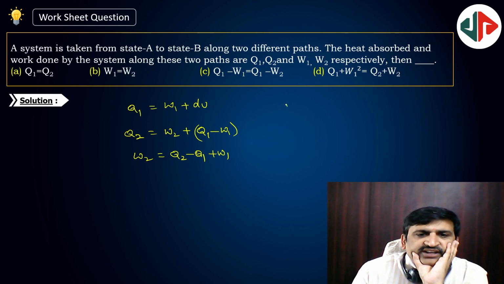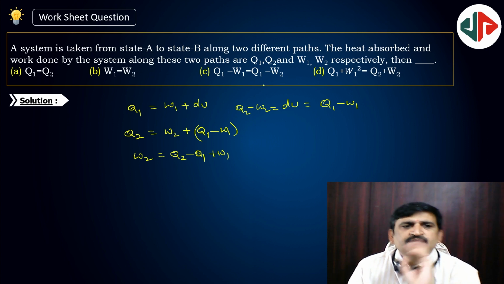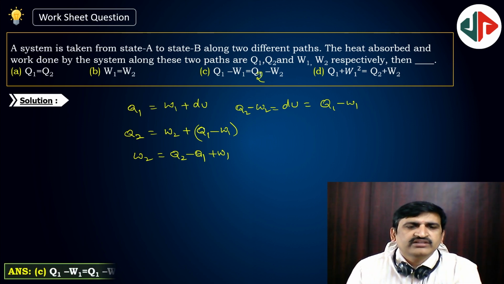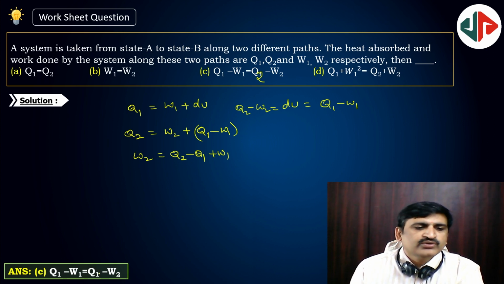I can write like this: dU is equal to Q1 minus W1, or dU equal to Q2 minus W2. So internal energy changes must be the same, right? In that aspect, option C is somewhat closer, but one error is there. If it is Q2, then it will be, yeah, it is Q2 actually.